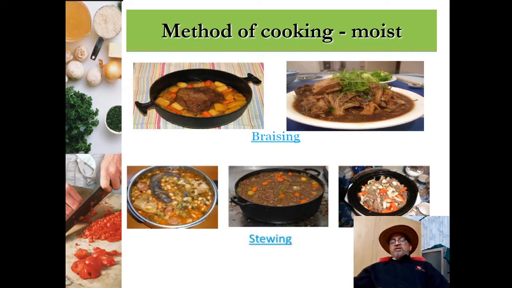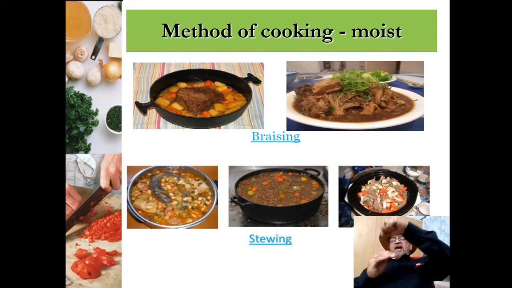So as shown in the three pictures, you will see that there is a lot of food in all three pans and there is very little sauce or gravy. And all three pans have got a tight fitting lid on top. So what happens is half the food is immersed under water and the other half of the food is above the level of the water or the sauce or the gravy.